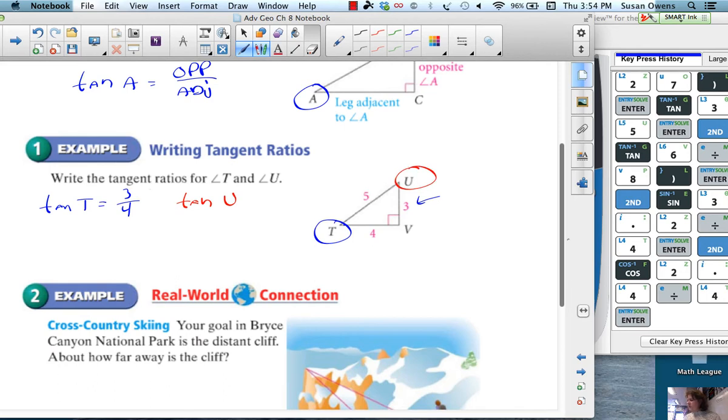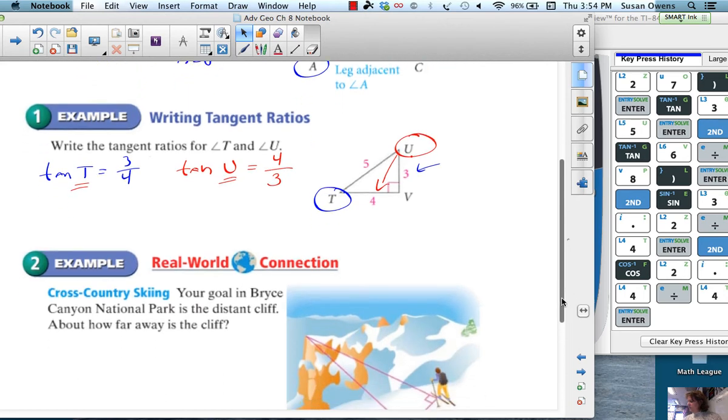perspective. So now the side that's opposite is now 4, and the side that's adjacent is now 3. So 4 is opposite, and adjacent is the non-hypotenuse adjacent side. Notice they're just reciprocals of each other. That's always going to be true. The tangent of one angle is always equal to the tangent of its complement. It's going to be the reciprocal of it. Okay? Because of the fact that the adjacent becomes the opposite and the opposite becomes the adjacent.